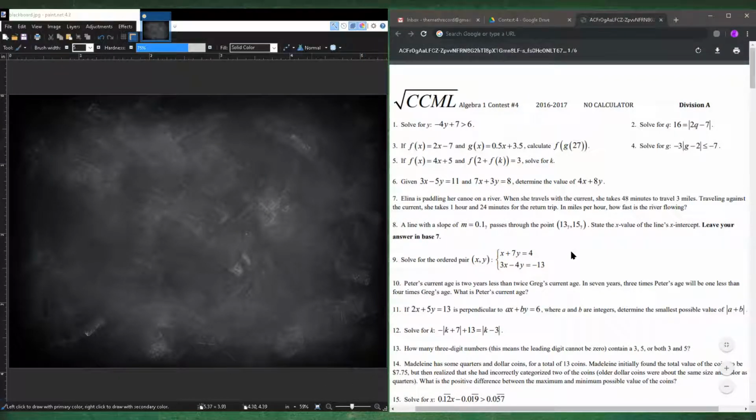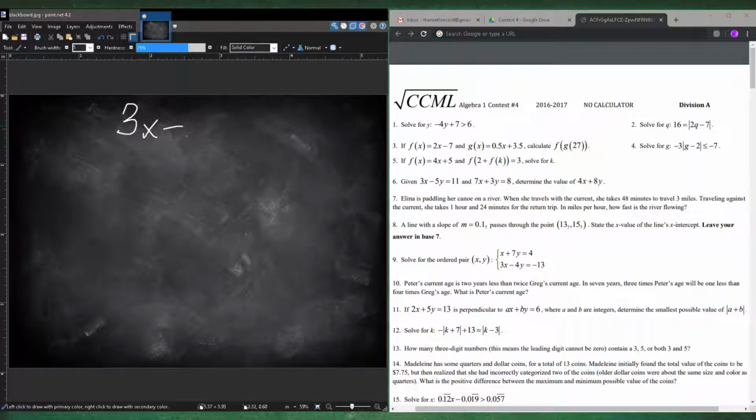Okay. Question 6. If 3x minus 5y is equal to 11 and 7x plus 3y is equal to 8, determine the value of 4x plus 8y. So we could solve for x and y first. So 3x minus 5y is equal to 11, and 7x plus 3y is equal to 8.